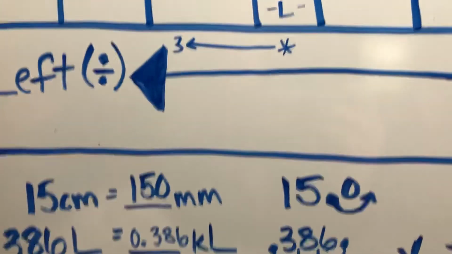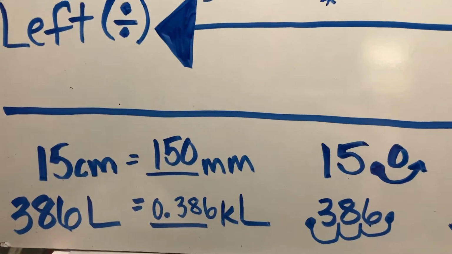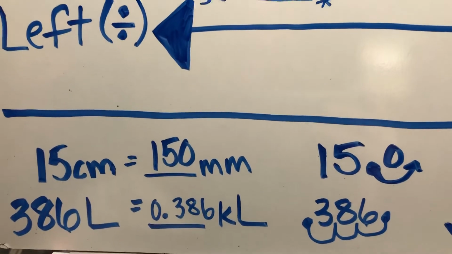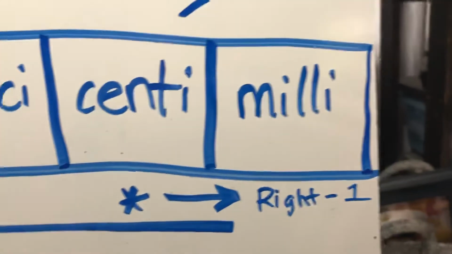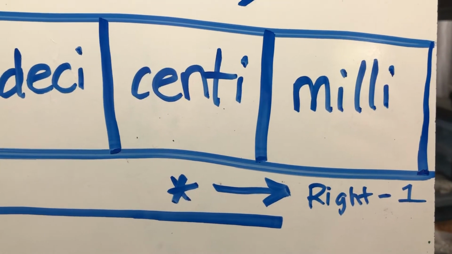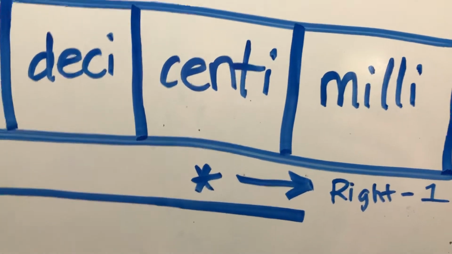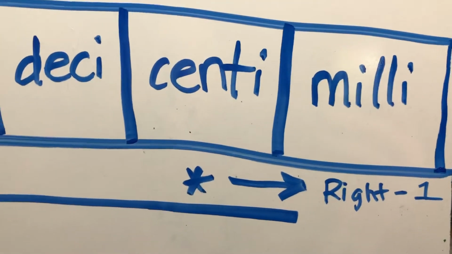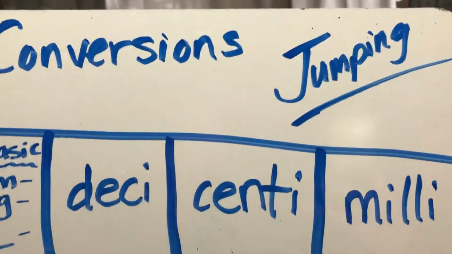So, looking at some examples. If I have 15 centimeters, I want to know how many millimeters that is. Centimeters is right here. I start it. Millimeters are right next door, to the right. And how many boxes away is it? It's to the right 1 time. And now here we go. We're going to jump.